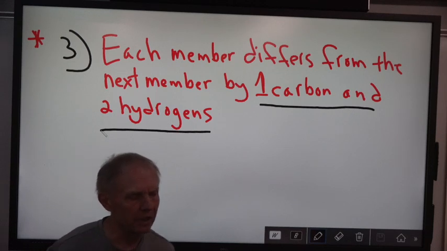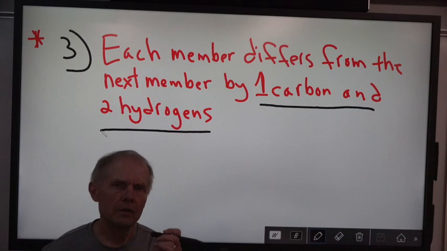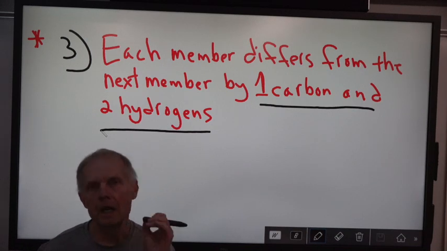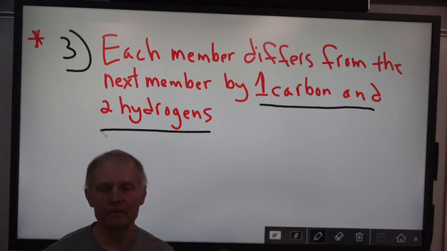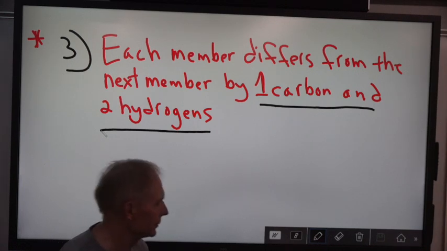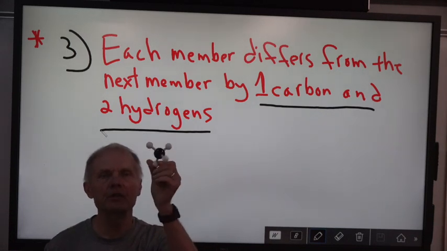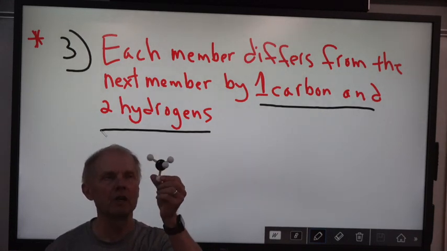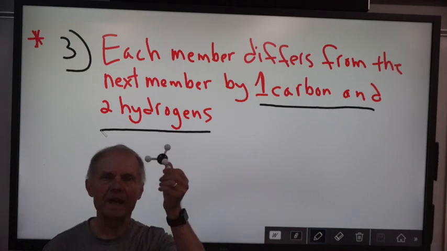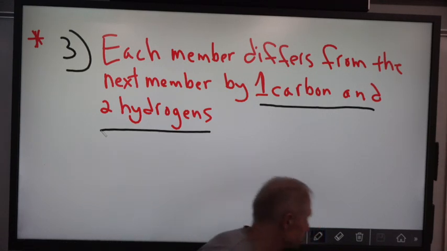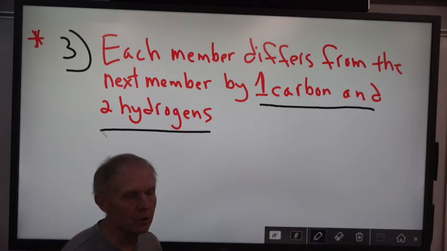Now, what we're going to do is there are 3 hydrocarbon series, and we're going to start the first one. And the good news is this. This is the first member of the first homologous series of hydrocarbons. And you know this is called methane. So, here we go. This is going to be Roman numeral 1.